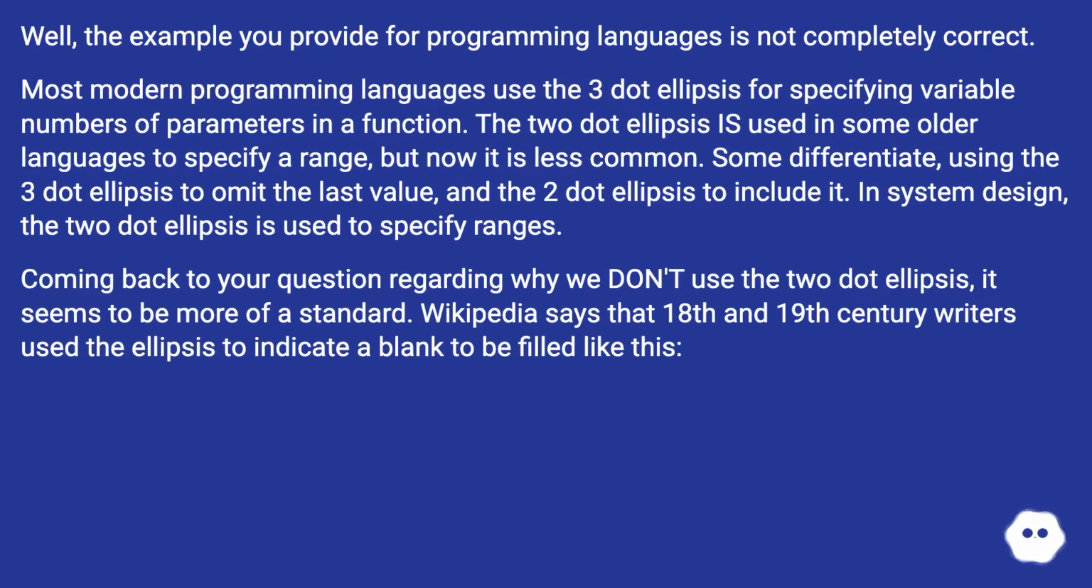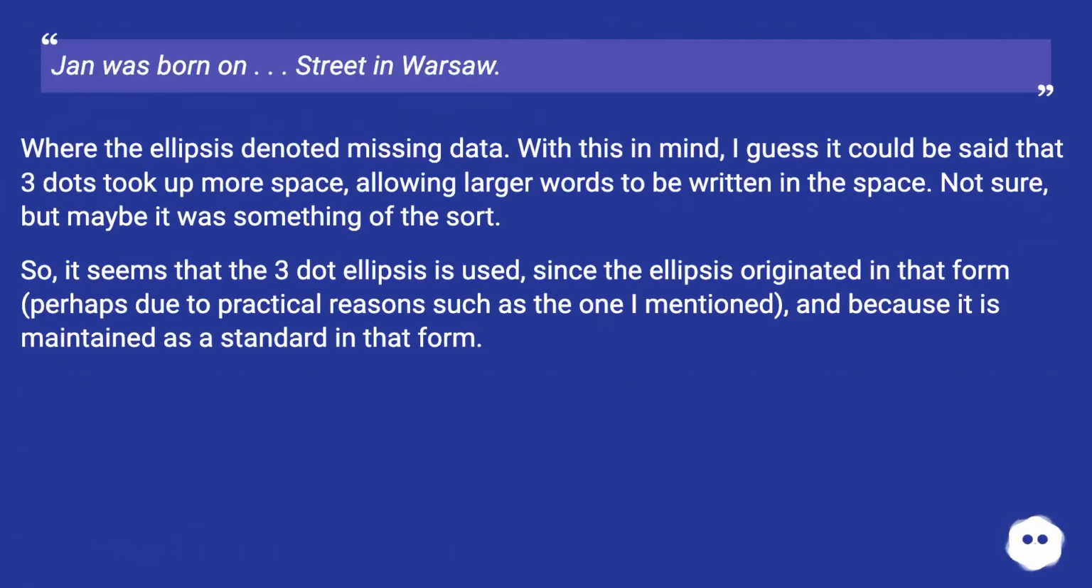Coming back to your question regarding why we don't use the 2-dot ellipsis, it seems to be more of a standard. Wikipedia says that 18th and 19th century writers used the ellipsis to indicate a blank to be filled, like this: Jan was born on ... street in Warsaw, where the ellipsis denoted missing data. With this in mind, I guess it could be said that 3 dots took up more space, allowing larger words to be written in the space. Not sure, but maybe it was something of the sort.